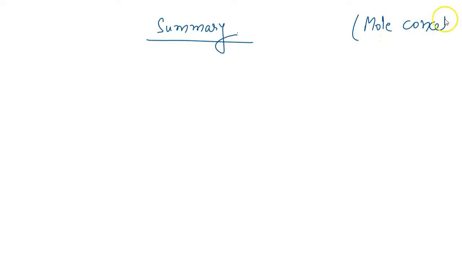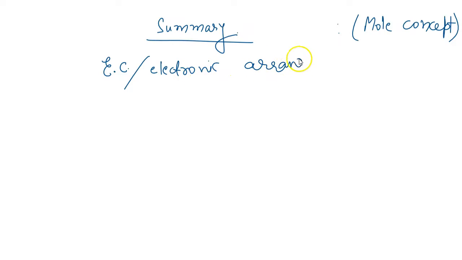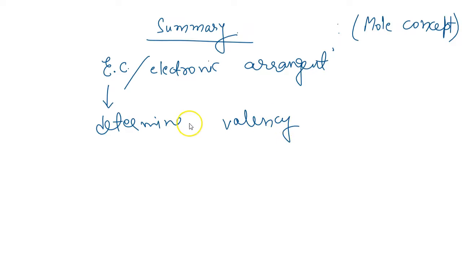So basically let us summarize. We didn't go through much of the contents today. In the next lecture we will talk about the mole concept, which is the most important part of chemistry. Today we mainly focused on the ways to write the electronic configuration, which is the electronic arrangement, and we use this electronic arrangement to determine the valency, right? We determined valency, and finally we saw that knowing how to determine valency was very helpful to get the exact chemical formula, right?